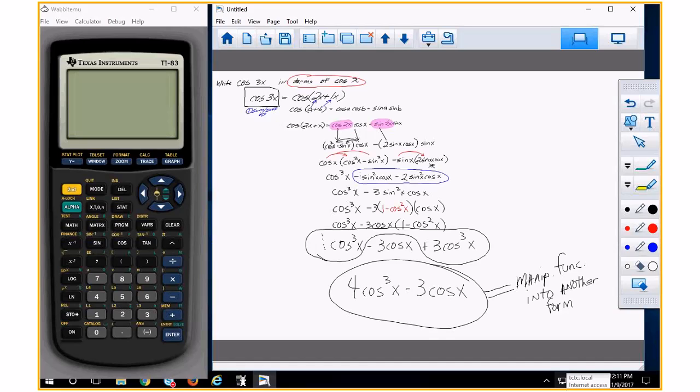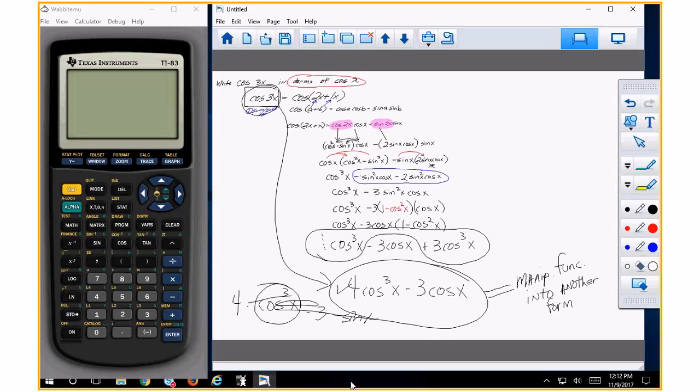If you were to graph cosine of 3x, and you were to graph 4 cosine cubed of x minus 3 cosine, you get the same graph. Now if I wanted to take the derivative of that, I could pull out the 4, leaving cosine cubed of x, and then pull out the negative 3, and the derivative of cosine is negative sine, so that's going to make positive 3 sine of x. You're not going to worry about this. The reason I'm showing you this is that I can't do this, but in calculus I can do this. And so manipulation. Some of y'all are good at that.